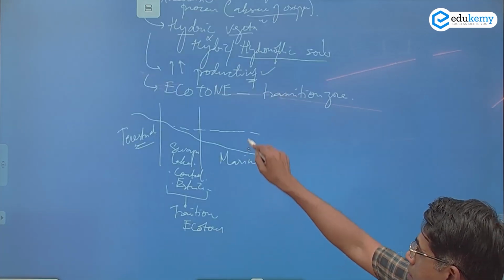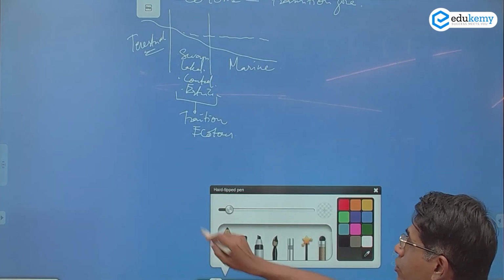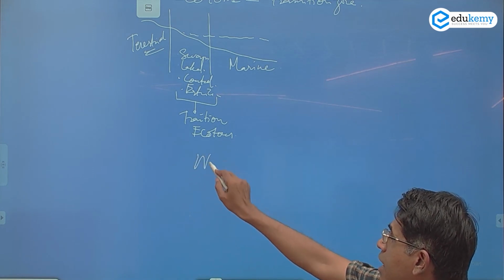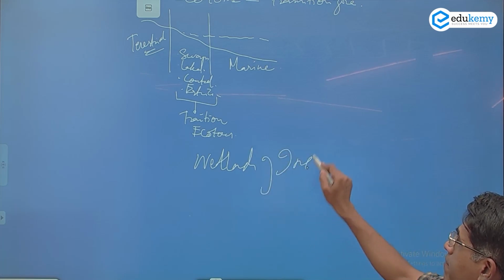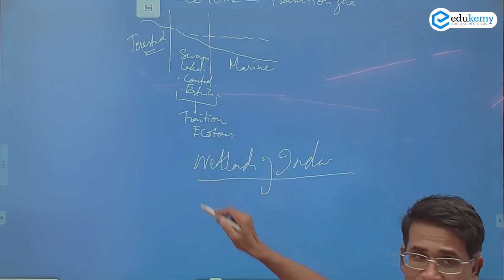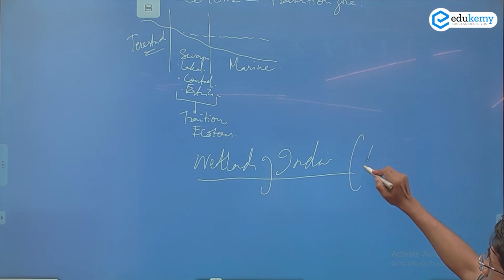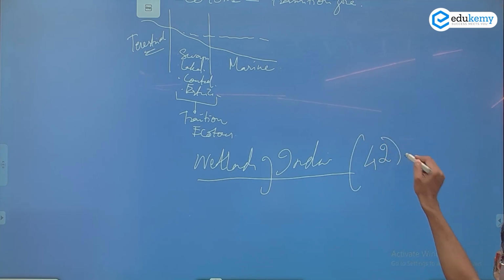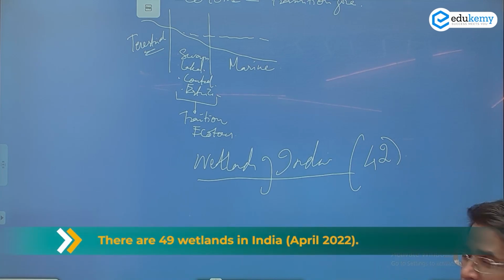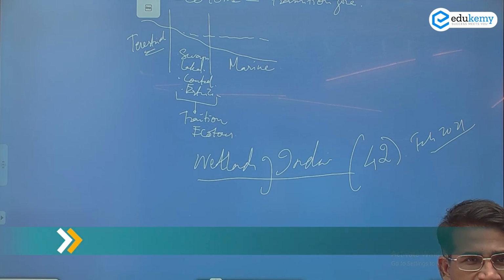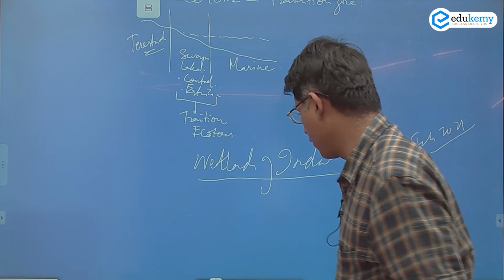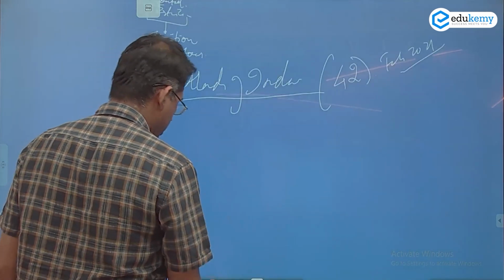Now, wetlands in India, where are they? If you know about the recent modifications, wetlands of India can be mapped. Anybody knows how many wetlands we have in India now? I think 42 of them. Yes, 42 of them. A notification came in Feb 2021. Try to plot down at least 7, 8 to 10 of them. It shouldn't be a difficult list.